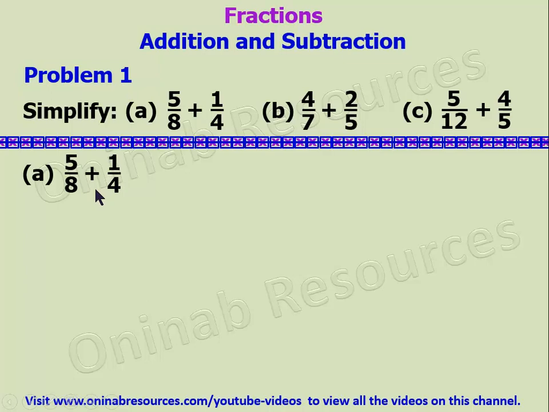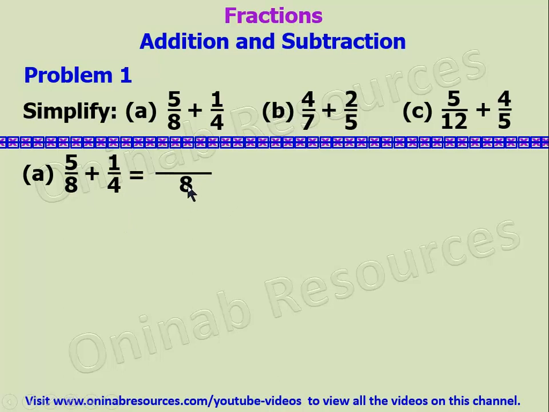For problem 1A, for addition of fractions, we look at the denominators. The denominators here are 8 and 4. So we find the LCM of 8 and 4. And the LCM of 8 and 4 is 8, since 4 can divide 8 without remainder. Therefore, the LCM of 8 and 4 is 8.